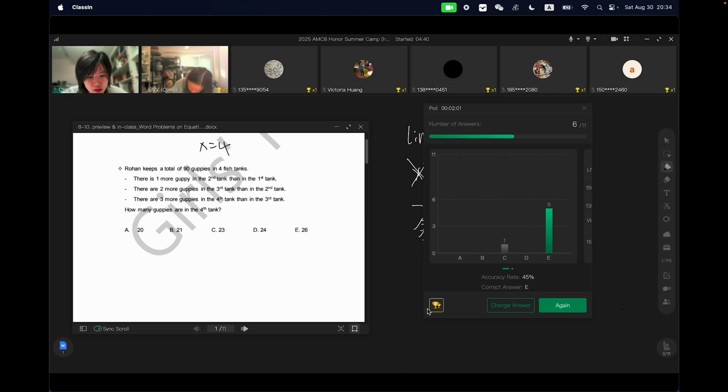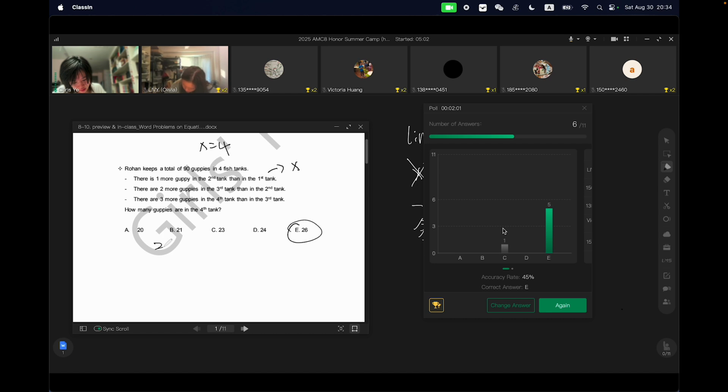I'll be collecting the answers, and congratulations, most were able to get the problem correct. The answer is E, 26. So I'll go through it really quickly. There are 90 guppies in 4 fish tanks in total. There's one more guppy in the second tank than in the first tank. So let's say that there are x guppies in the first tank.